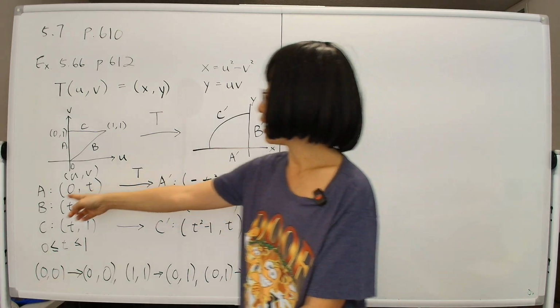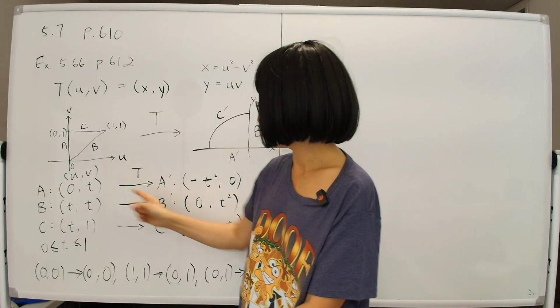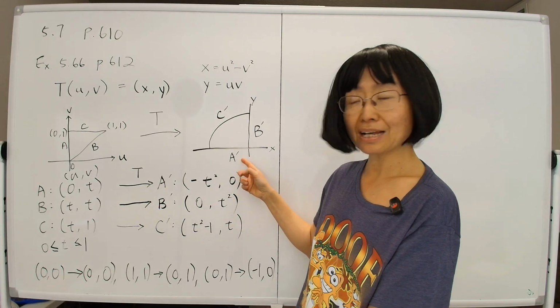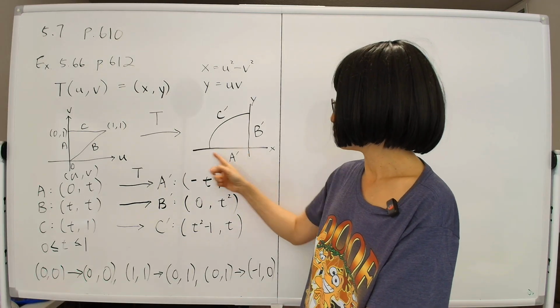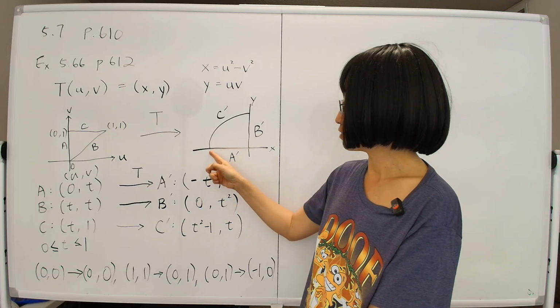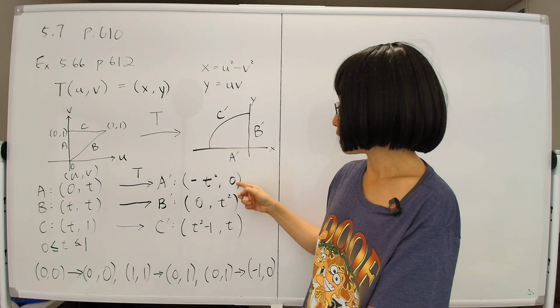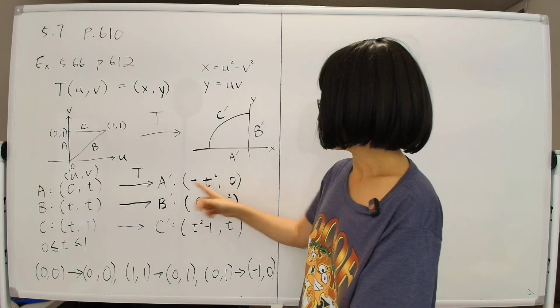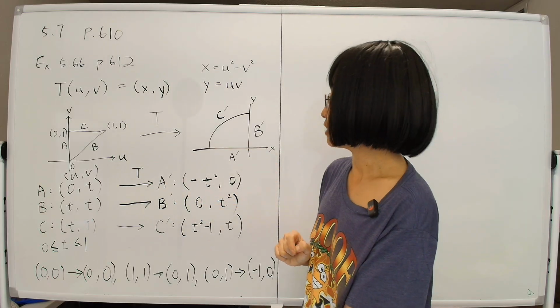So then the line A, as t goes from 0 to 1, will be transformed into A prime, which happens to be down here. As t goes from 0 to 1, the x coordinate goes from minus 1 to 0. The y coordinate stays at 0. So this is the new A, which we will call A prime under the transformation.